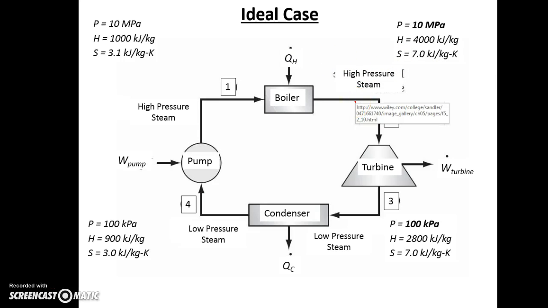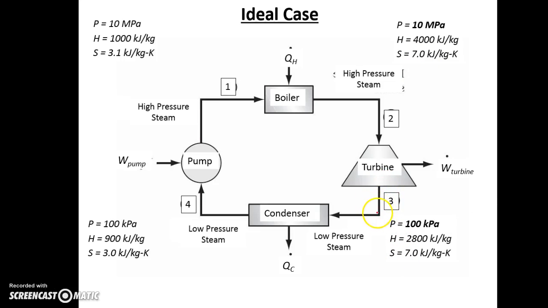This superheated stream of vapor then enters the turbine. In the process, it produces work, and therefore our enthalpy decreases. But note that our entropy remains the same, 7 here and 7 here. So this process is isentropic.